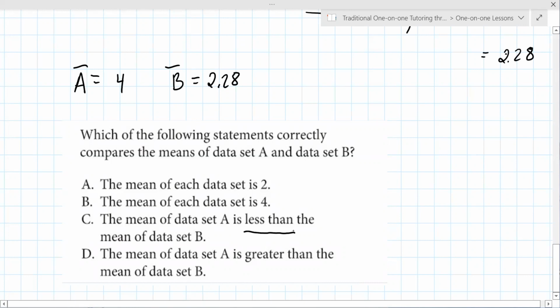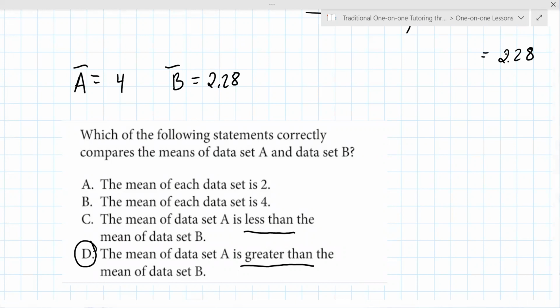Is that your final answer? Yeah. What does less than mean to you? Less than. Well, 4 is wait. Oh, I'm sorry about that. It's D. D is correct because it means greater than. What does greater than mean? Greater than means it's much larger or bigger. Yep. Okay.